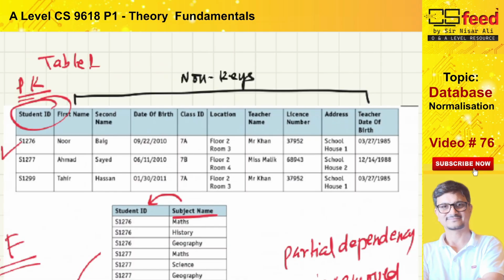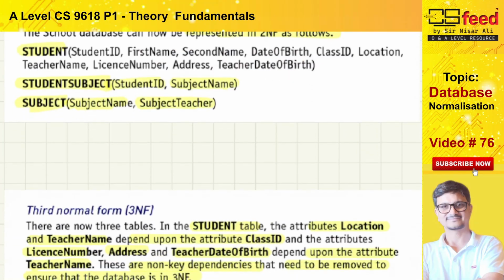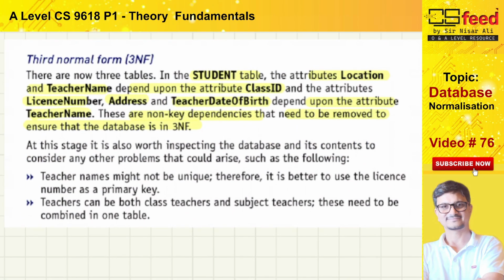All right. And all non-keys need to be dependent only on the primary key. There must be no interdependence. But we can see, as I said, that the teacher name and the location are dependent on the class ID. Likewise, the teacher date of birth, the address, and the license number are dependent on the teacher name. So these attributes are not fully dependent on the primary key, rather they are interdependent. This is the indication of the third NF. Third NF says these are non-key dependencies that need to be removed to ensure that the database is in the 3NF.